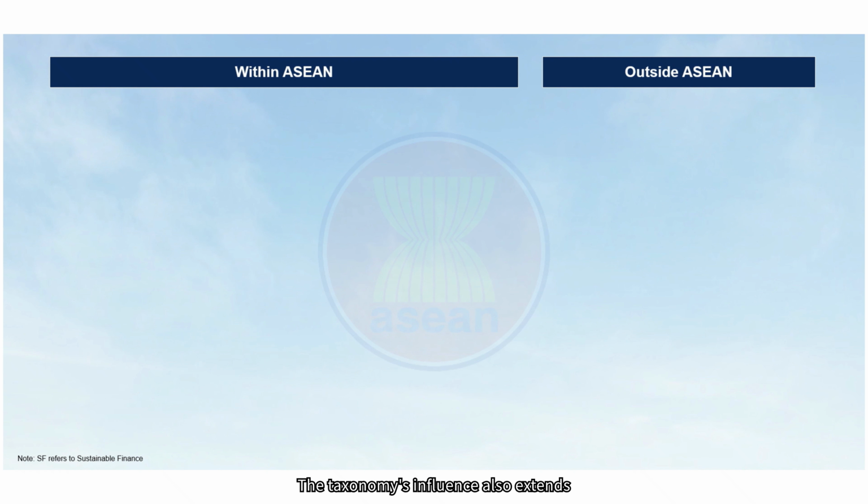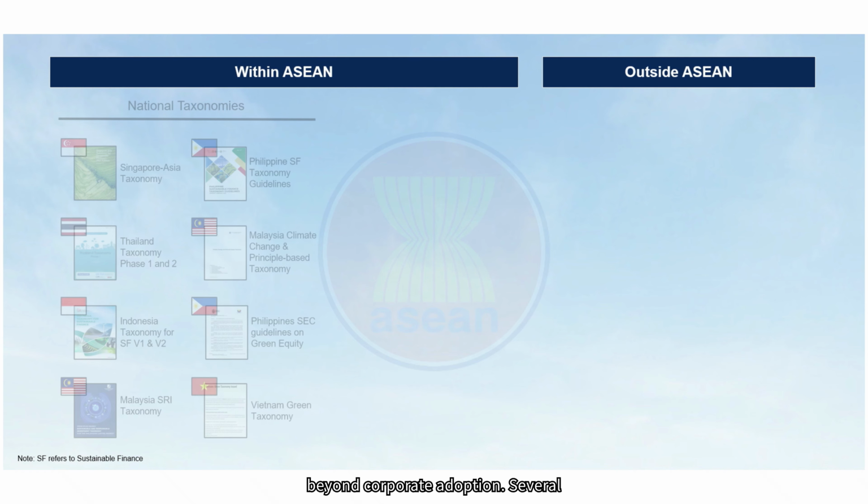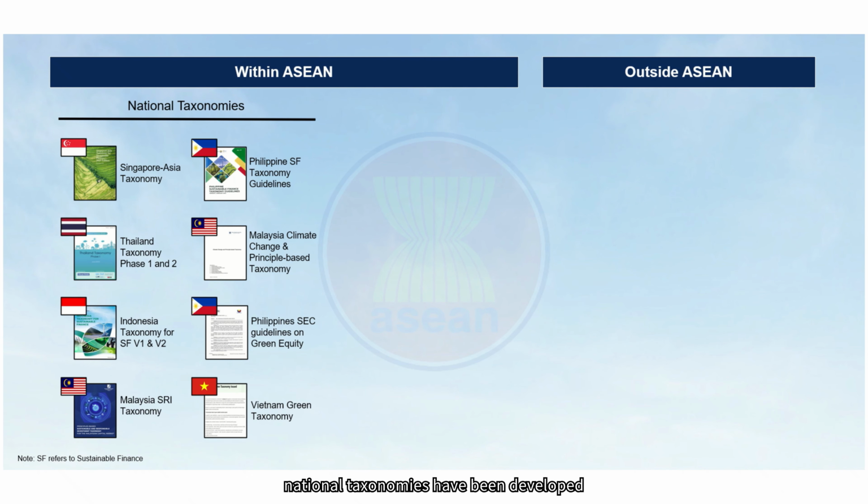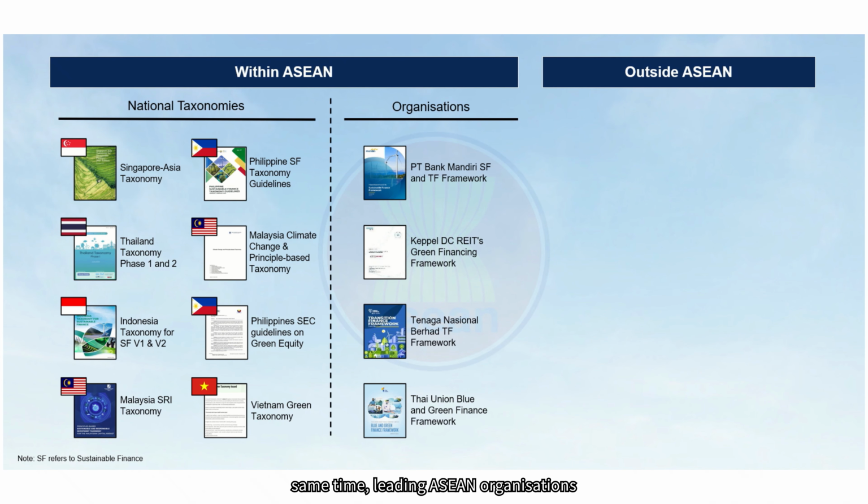The taxonomy's influence also extends beyond corporate adoption. Several national taxonomies have been developed or are in development with reference to the ASEAN taxonomy, including those of Indonesia, Malaysia, the Philippines, Singapore, Thailand, and Vietnam. At the same time, leading ASEAN organizations such as Bank Mandiri, Keppel DC REIT, Tenaga Berhad, and Thai Union have referenced the ASEAN taxonomy in the development of their sustainable and transition finance frameworks.